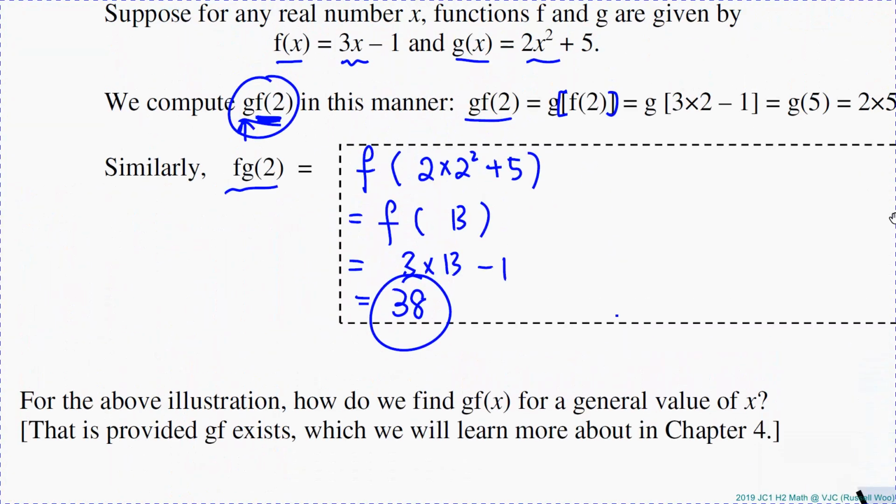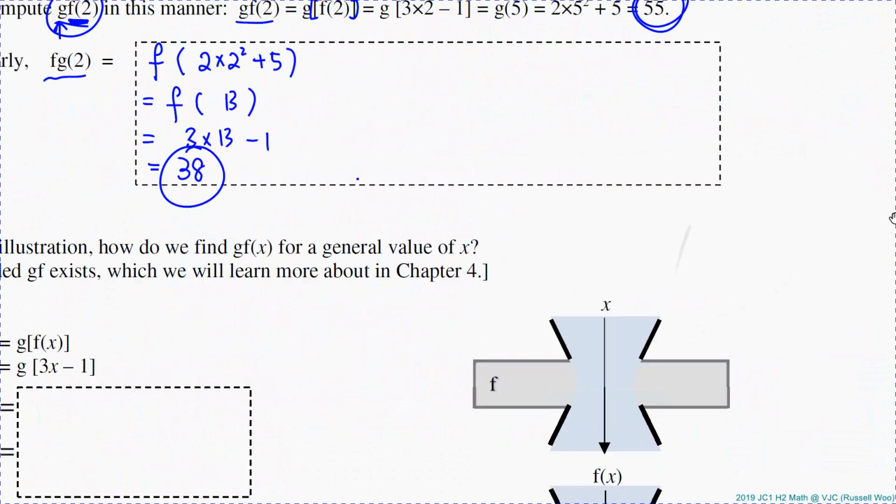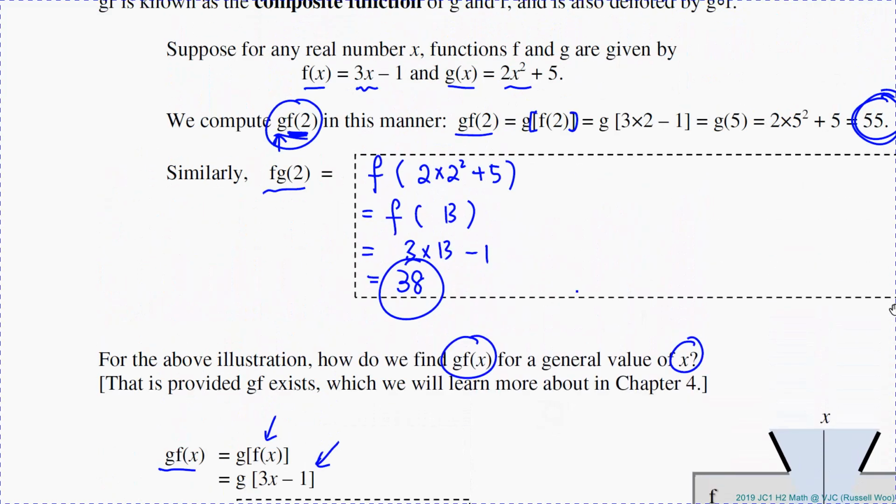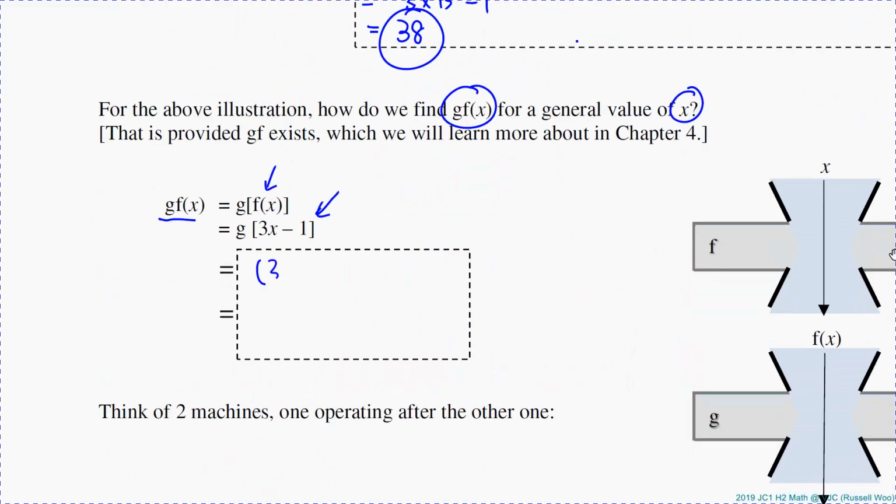So now we learn that, how do we find the general value? How do we find gf(x) for a general value of x? I think it's not difficult. gf(x) means you put f(x) under g for general x. All you need to do is to say that this is g of 3x minus 1. Let's take a look at g. The rule for g is that you square it, times 2, plus 5.